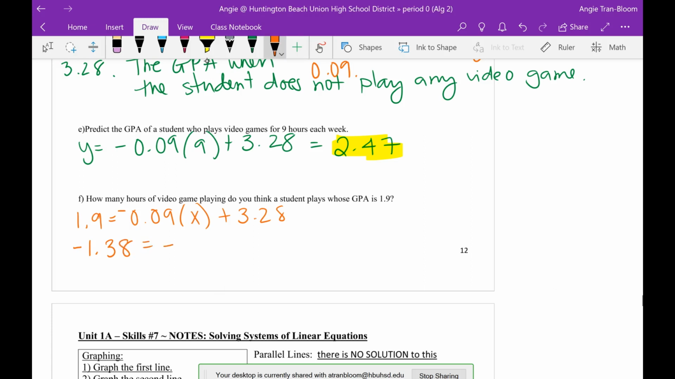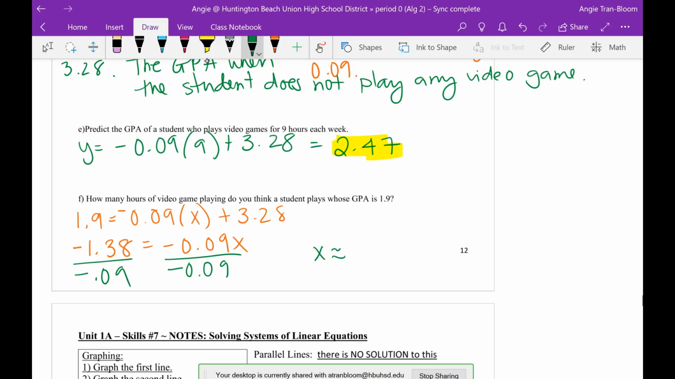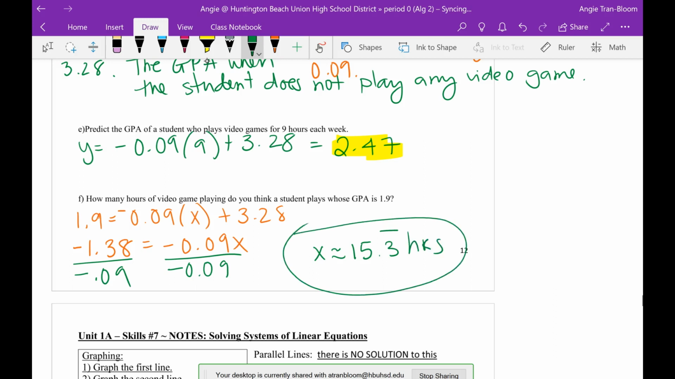And then, guys, don't pack up. Okay. Then divide both sides by negative 0.09. And x came out to be about 15.33 hours repeating. Yeah. And then put hours next to it. Tomorrow, we'll come back together and compare the homework, which is done by hand, with your line of best fit.